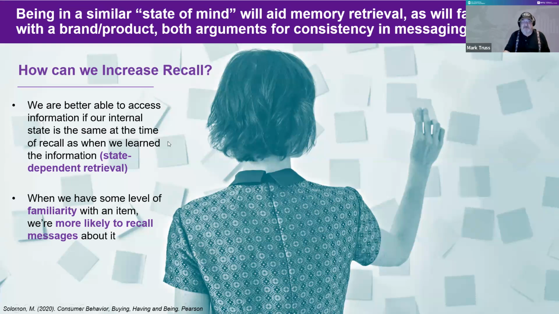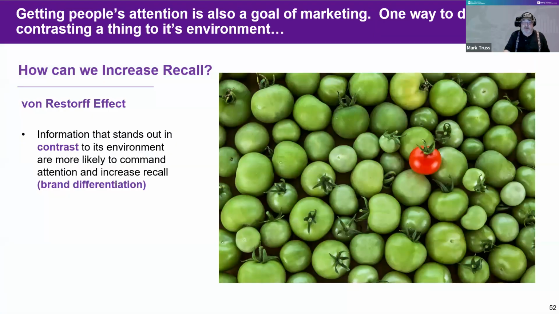When we have some level of familiarity with an item, we're more likely to recall messages about it. This is something researchers have known for a long time, that people who are more familiar with a brand or a product are more likely to recall it in research because that familiarity drives the recall. They're more likely to notice it in the marketplace and they're more likely to recall it in research. So we have to be careful of the people that we sample and the degree to which we're sampling brand users, people who are familiar with the brand, etc.